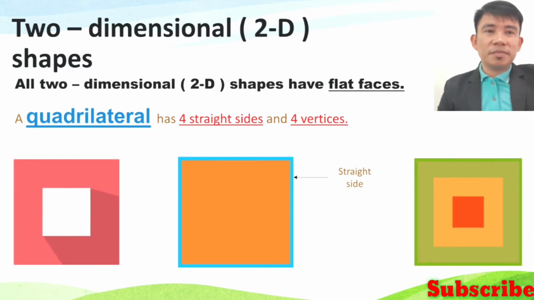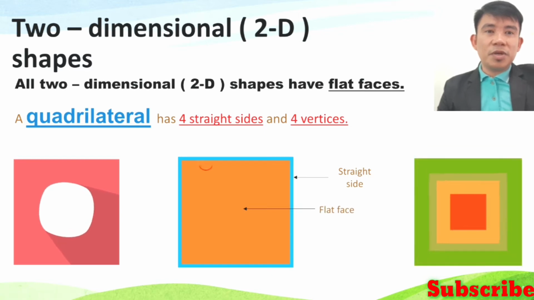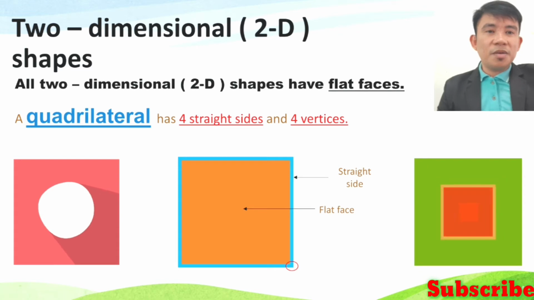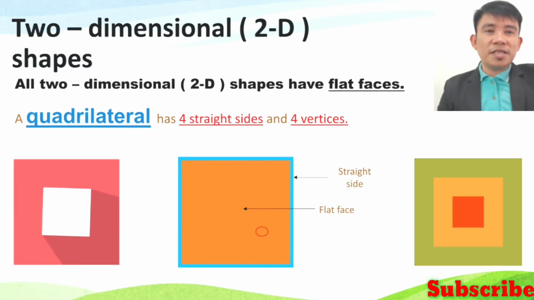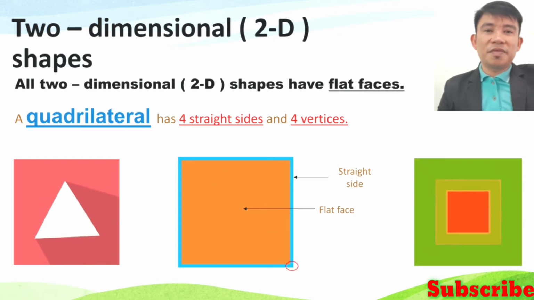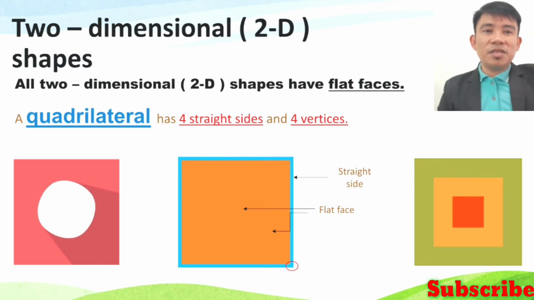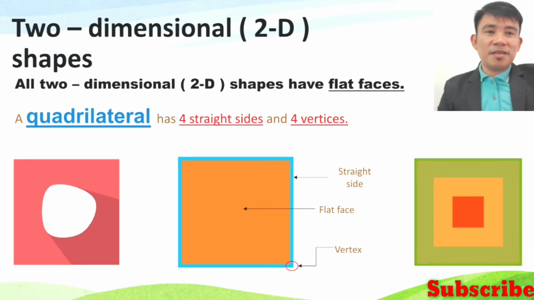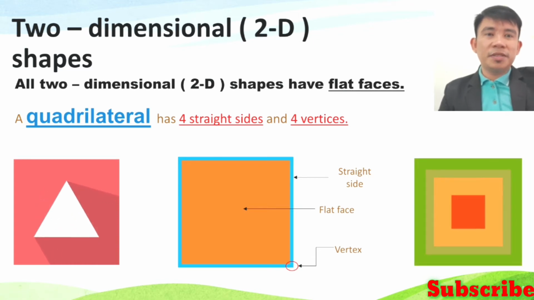How about this? That is a flat face of a quadrilateral, or a rectangle, or a square, sorry. How about this? That one that has a circle, that is called a vertex. Okay, that's called a vertex. Don't forget, because in our test I will include this one.